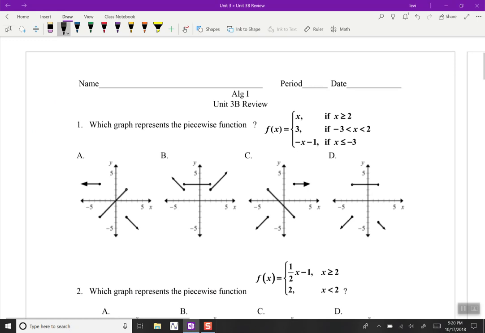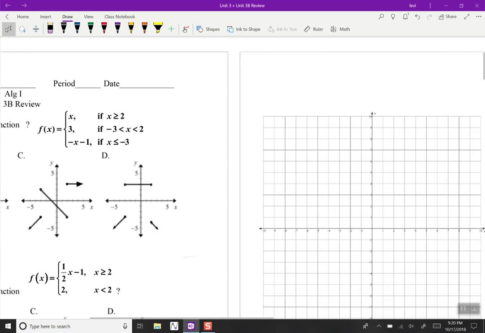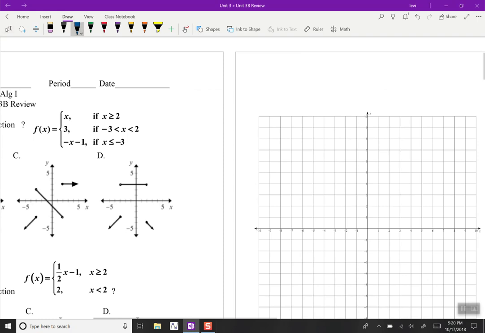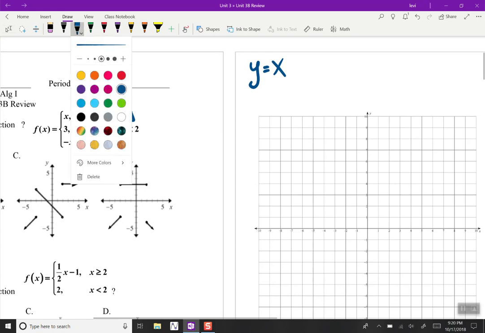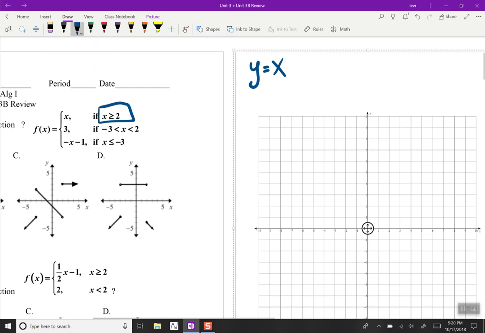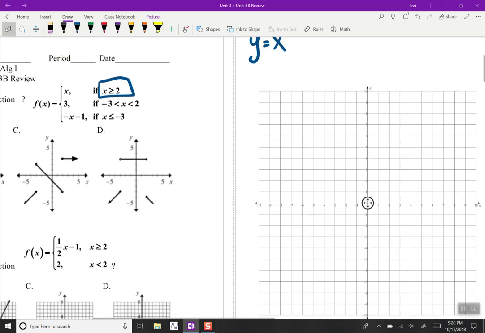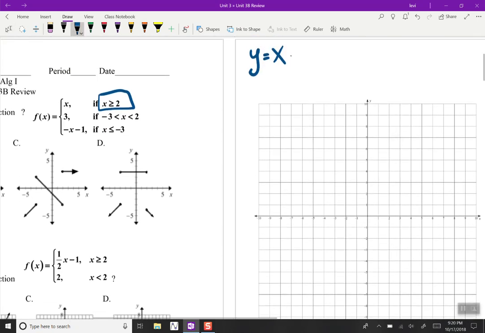So these are actually three functions that we're going to graph. We're going to graph f of x or y equals x, and that's going to be for x values that are greater than or equal to 2. So what does y equals x look like? Well, that graph looks like a diagonal line, right? We can see that our y-intercept is 0, right?